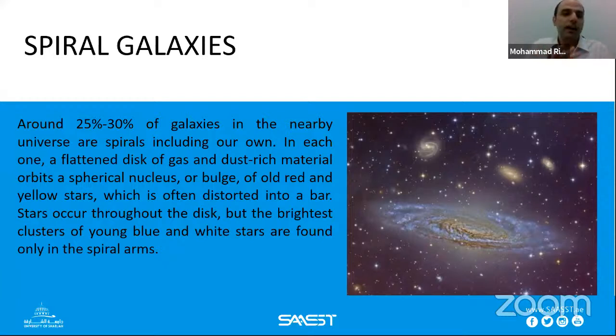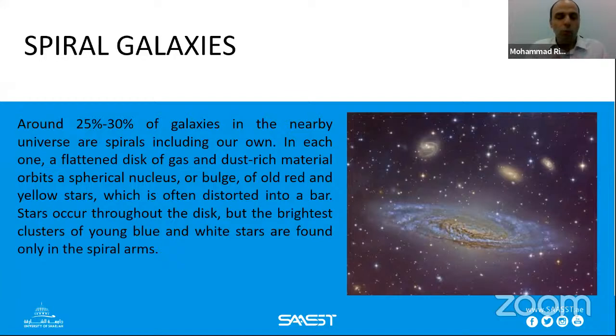In each one, we can notice the flattened disk of gas and dust and nebulae, all of these materials rotating around the galactic nucleus, or bulge. When we look at the spirals, we can notice that the yellow and red old stars gather near the nucleus, or form the nucleus, while the youngest blue and white stars form the arms of the spiral.